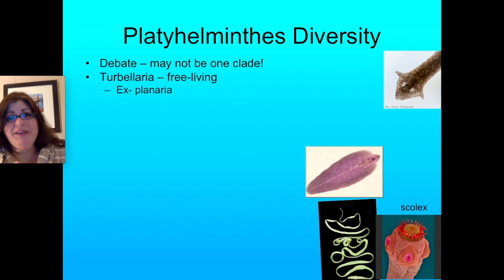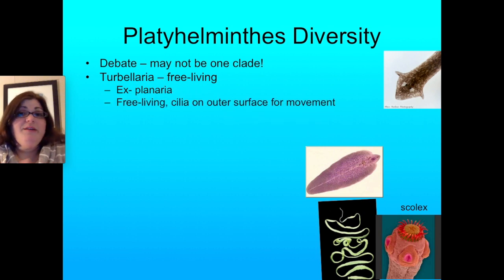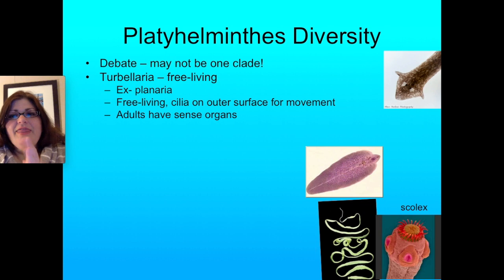So first off, we have Turbellaria. They're free-living, and the planaria that I've been talking about is a great example of this. The most important thing I would write down is that they are free-living, and they have cilia that help them move. And they're the ones that have eye spots.